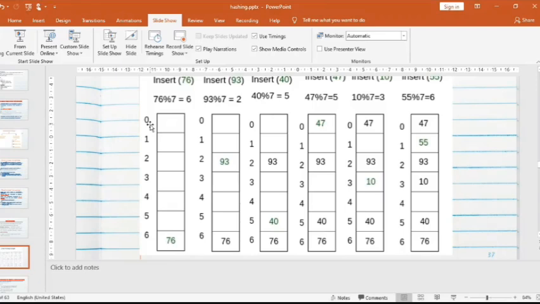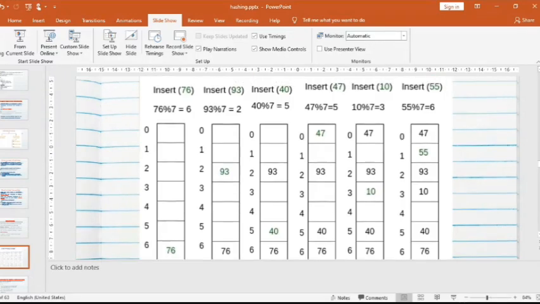So the first number is 76. 76 mod 7, what is the remainder? 6. So you can draw a hash table and put 76 at the 6th location. The next number is 93. 93 mod 7 gives the value 2. So at the second location we can store 93. Next number is 40. 40 mod 7 gives you 5. So at index 5, the fifth location, we can store 40.